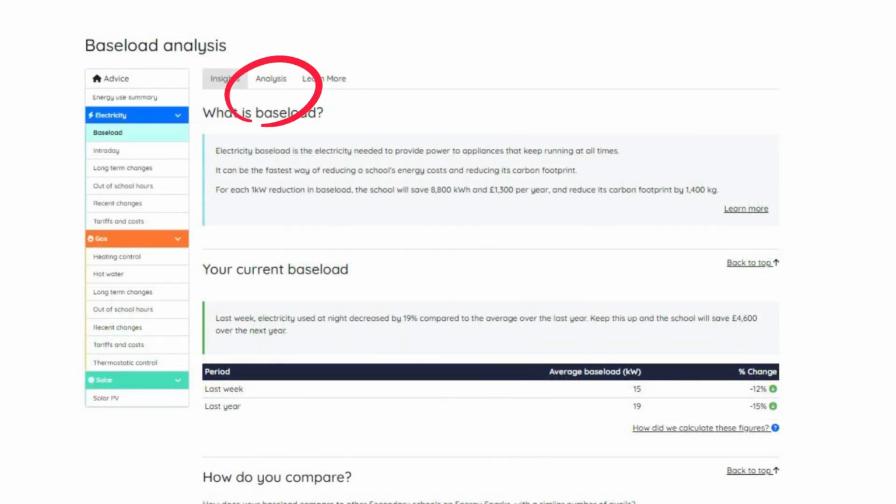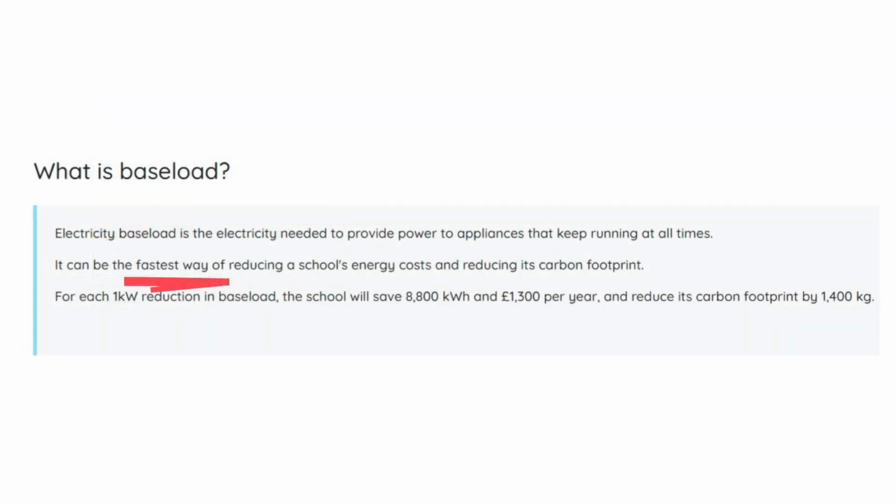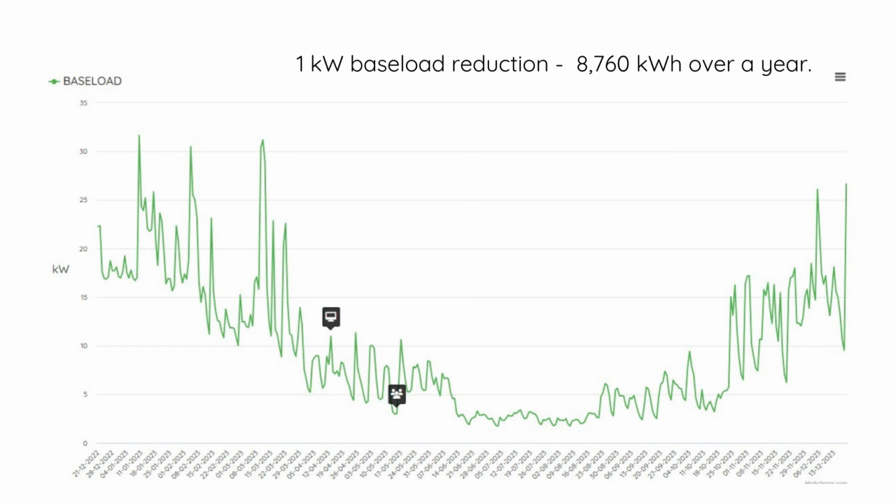Energy Sparks carries out a range of analysis on your baseload to help you understand how to improve it. Reducing a school's baseload is one of the fastest ways to reduce energy consumption and save money and carbon dioxide. For each 1 kilowatt reduction in baseload, the school will reduce its overall electricity consumption by 1 kilowatt hour for every hour of the year. So over the whole year, the reduction will be 8,760 kilowatt hours.